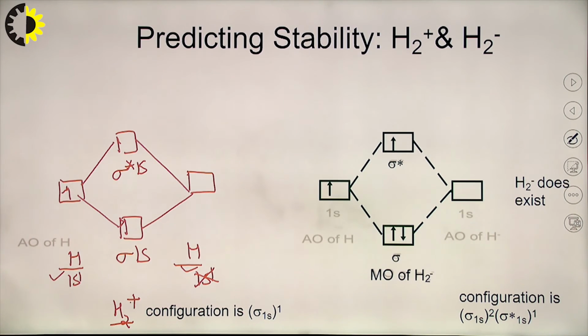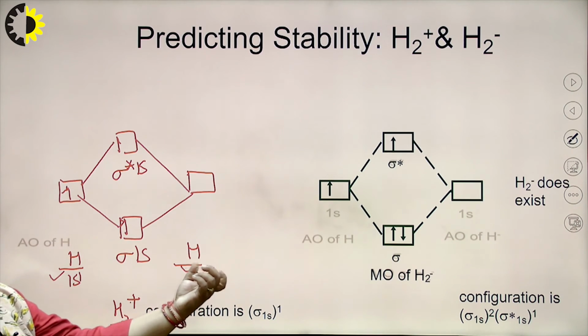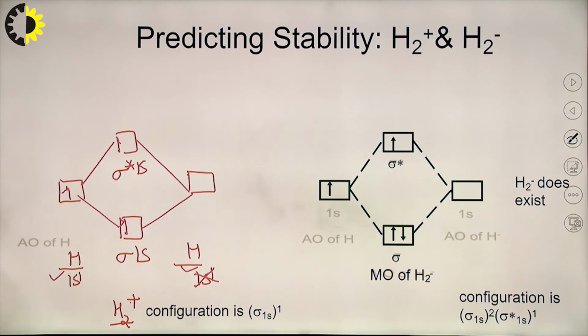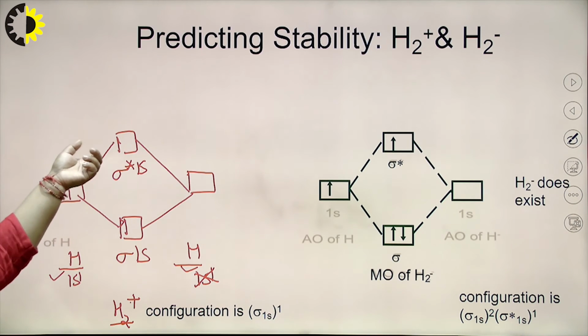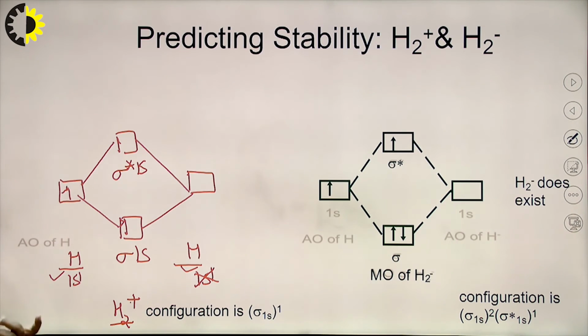So, what will be the configuration? It is only sigma 1s1. And what will be the bond order? Bonding minus antibonding, that is 1 minus 0 by 2. So, bond order will be 0.5.